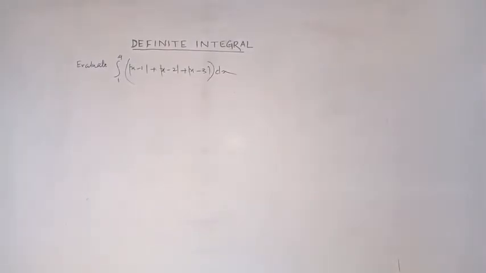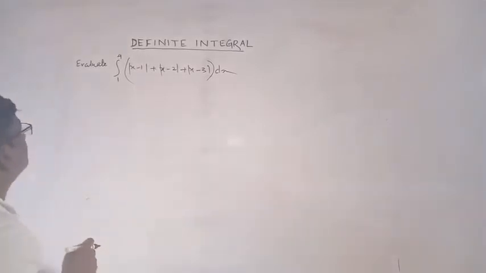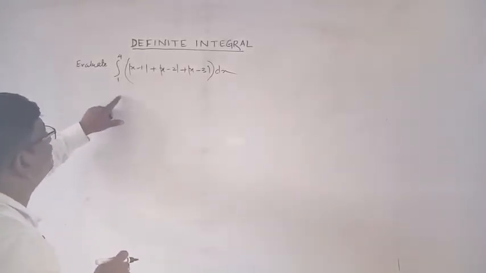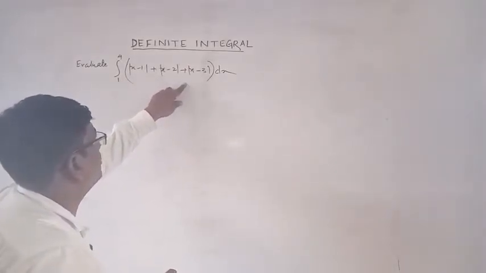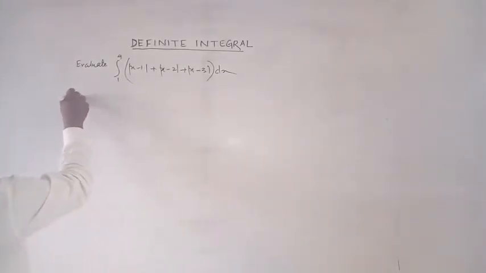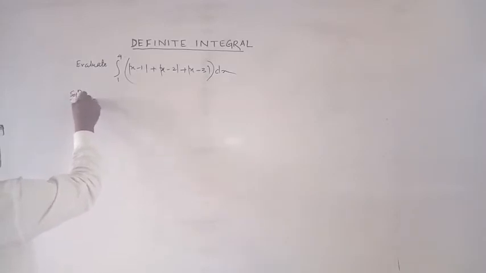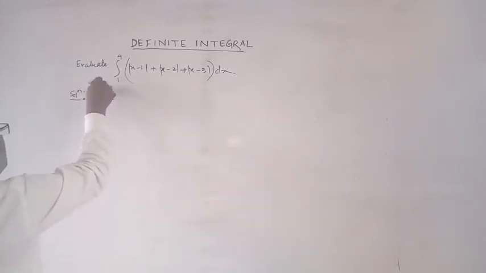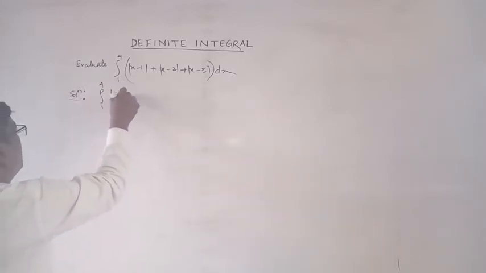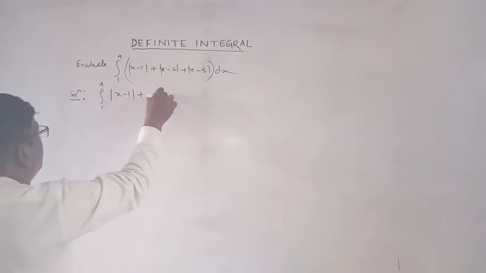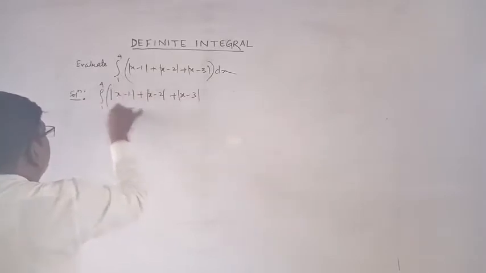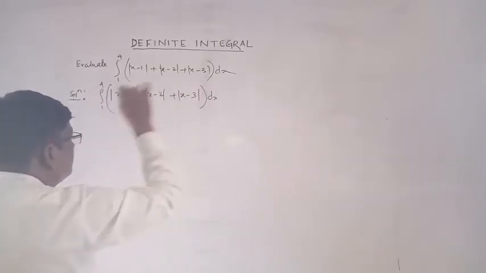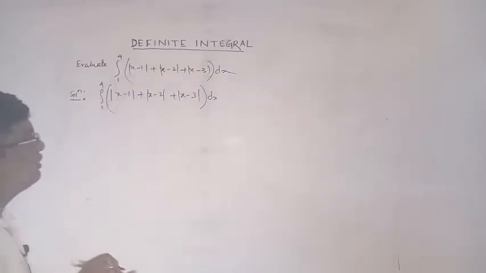Now another question: the integral from 1 to 4 of |x − 1| + |x − 2| + |x − 3| dx. Solution: integration from 1 to 4 of |x − 1| + |x − 2| + |x − 3| dx. What is the critical point here?